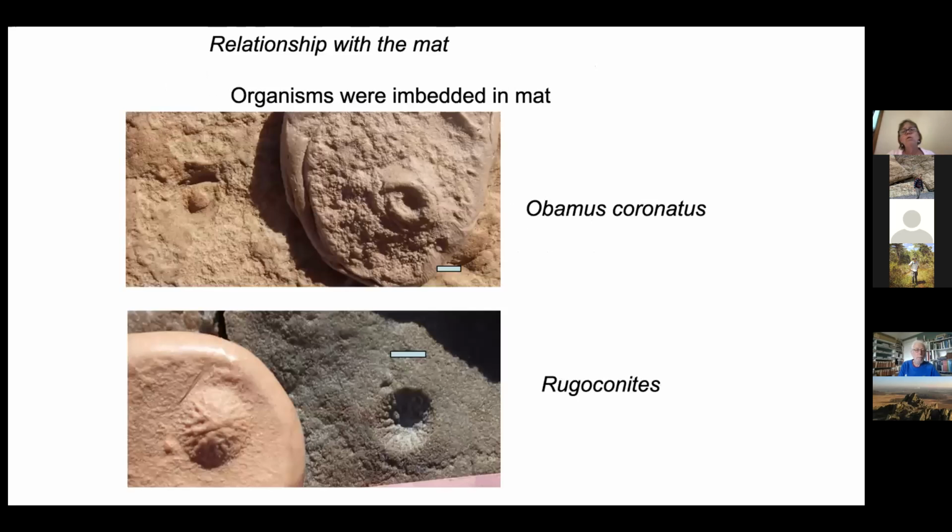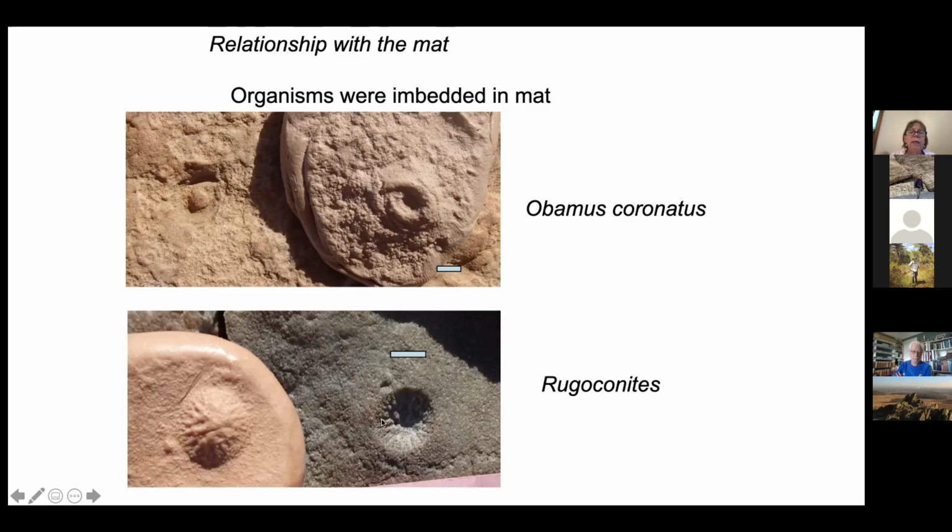So other organisms have different relationships with the mat. Obamus coronatus is an organism fossil we described recently. This is a 2 centimeter scale, and this is the actual organism. This is a silly putty mold of the organism, and you can see this torus shape. You can also see the casting of the very thick, mature mat that this was sitting in. And it's really hard to tell where the organism ends and where the mat begins. And while Rugoconides is a little bit better in terms of the edge, it's a blurred edge.